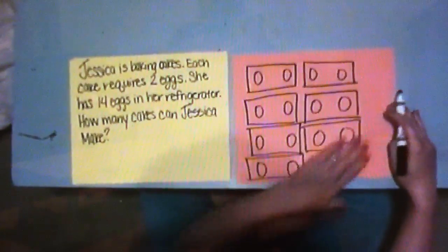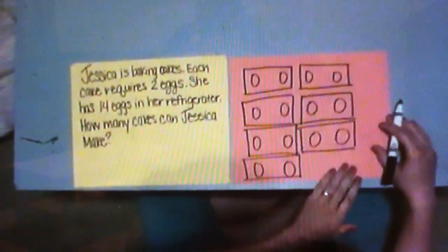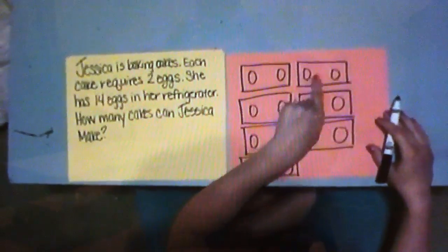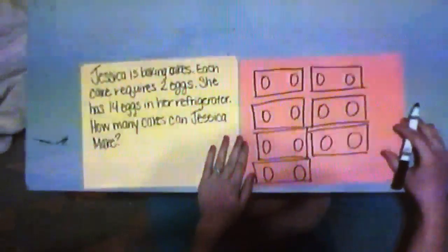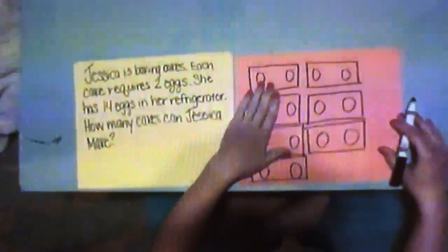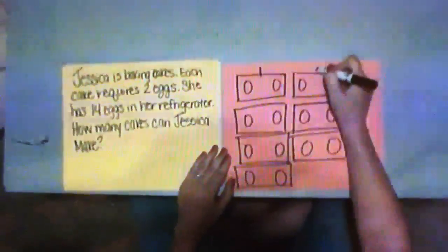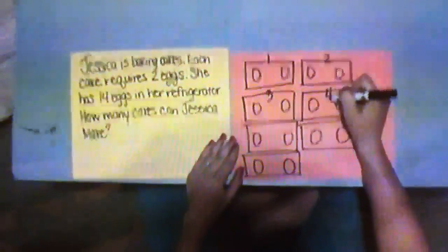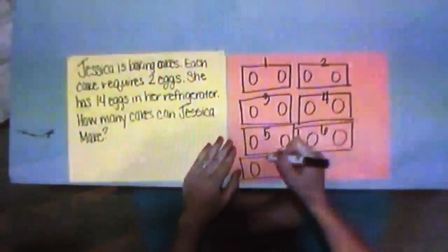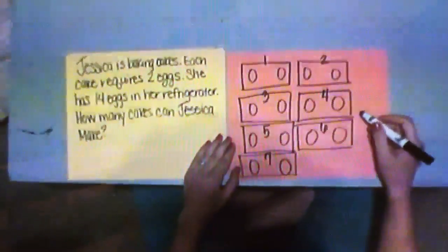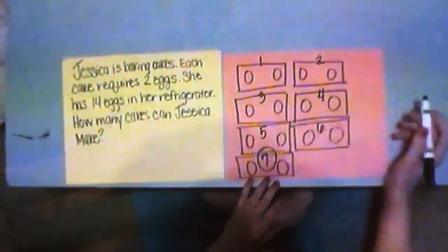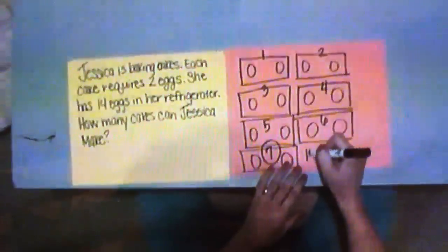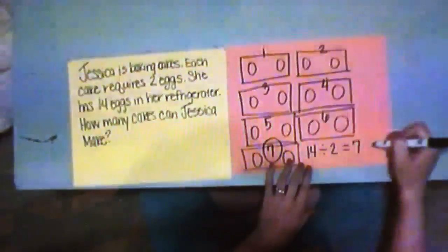Very good. We're now out of eggs. There are no eggs left stranded. Now we make sure that we have only 2 eggs in each box. Very good. And finally, we count how many cakes we can make. So there's 1, 2, 3, 4, 5, 6, 7. We're trying to find how many cakes Jessica can make, so we know that this number represents cakes. So 14 eggs with 2 in each cake equals 7 cakes.